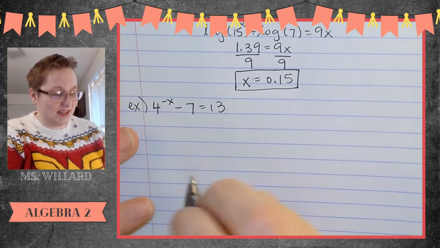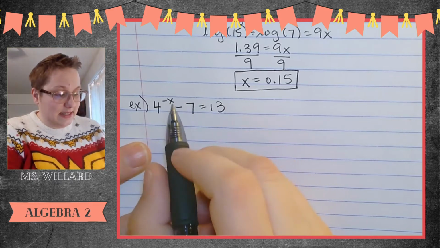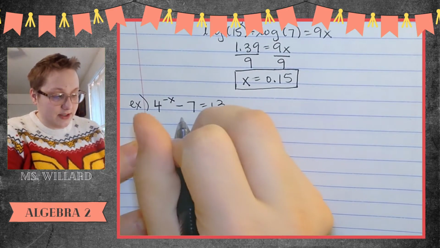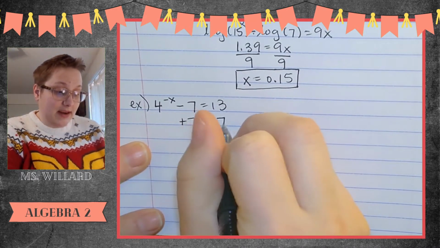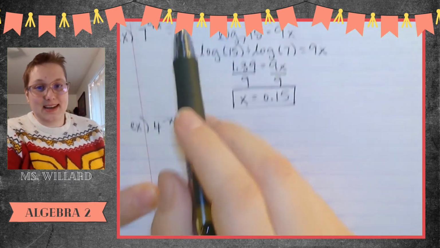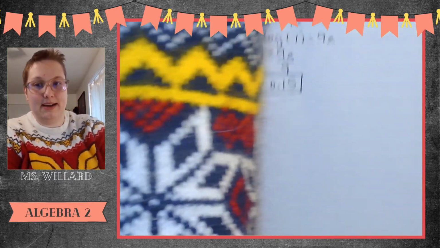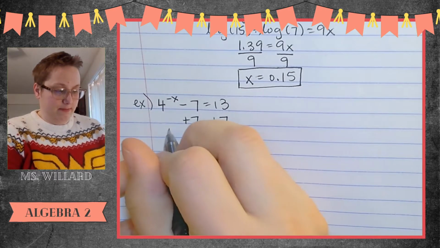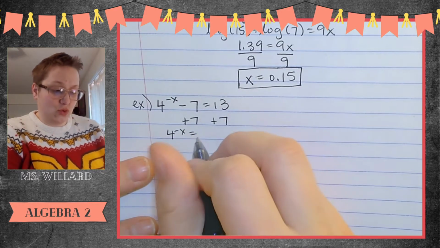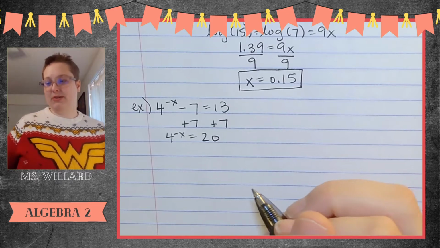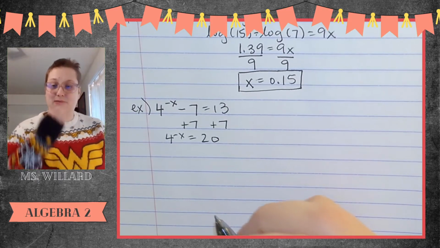I thought I was paused for that whole time. Okay, so first I need to get this alone, so I'm going to add the 7 first. Why didn't I divide by 9 first? Well, because the 9 is next to the x back here, so it needs to happen after the x comes down. 4 to the negative x equals 20. I know 4 squared is 16, so it'll be more than 2.